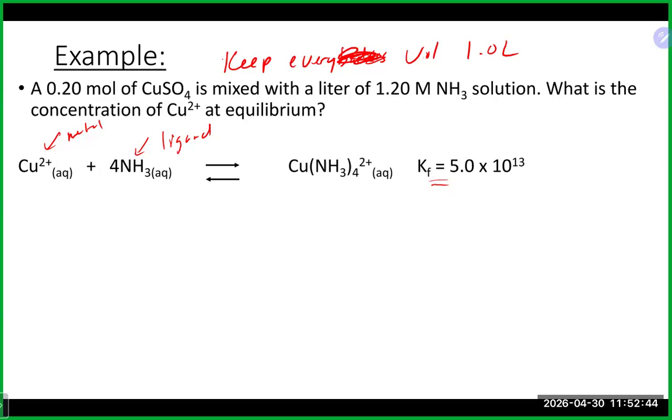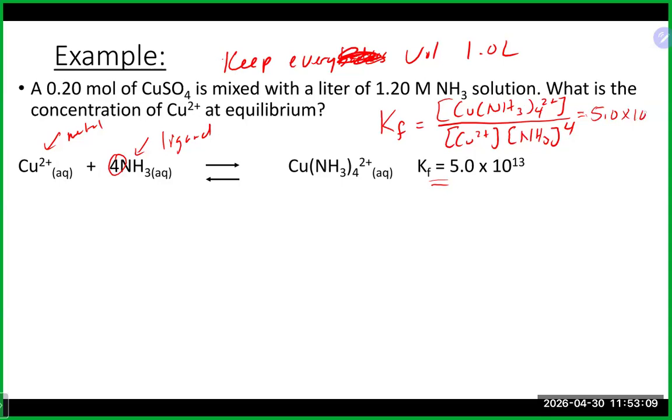Like normal, we can write an equilibrium expression, which is our Kf. It would be our complex ion divided by our copper concentration and our ammonia concentration. And like normal, we also still need to take the ammonia to the fourth power. That's going to equal what we have on the bottom there, 5 times 10 to the 13.